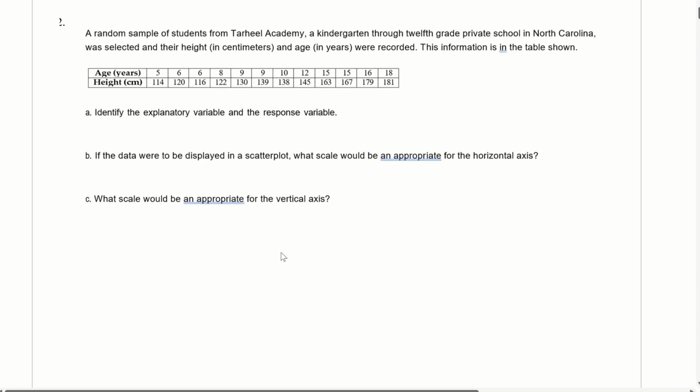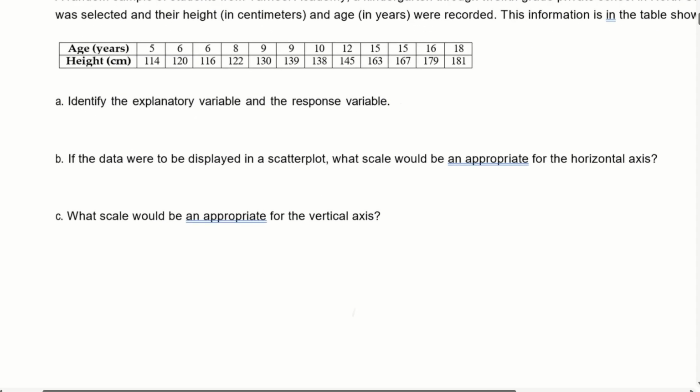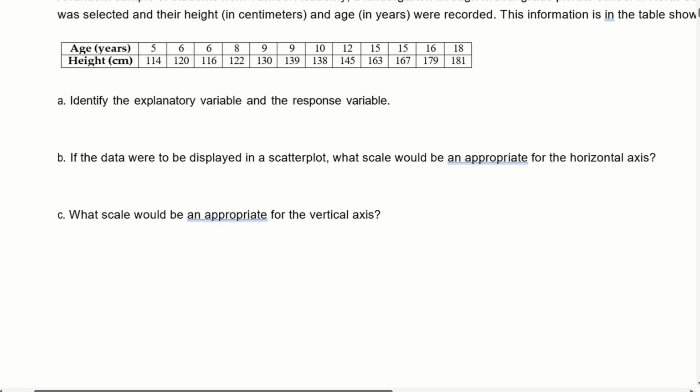All right, so number 2 says a random sample of students from Tar Heel Academy, a kindergarten to 12th grade private school in North Carolina, was selected. So we got information on age and height. It says identify the explanatory variable and the response variable. Remember that the explanatory variable helps explain the change in the response variable. And so we would say that the explanatory variable would be the age, since the age helps explain what the height is going to be. Like the older you are, then generally the taller you get, right? So that's generally the relationship.